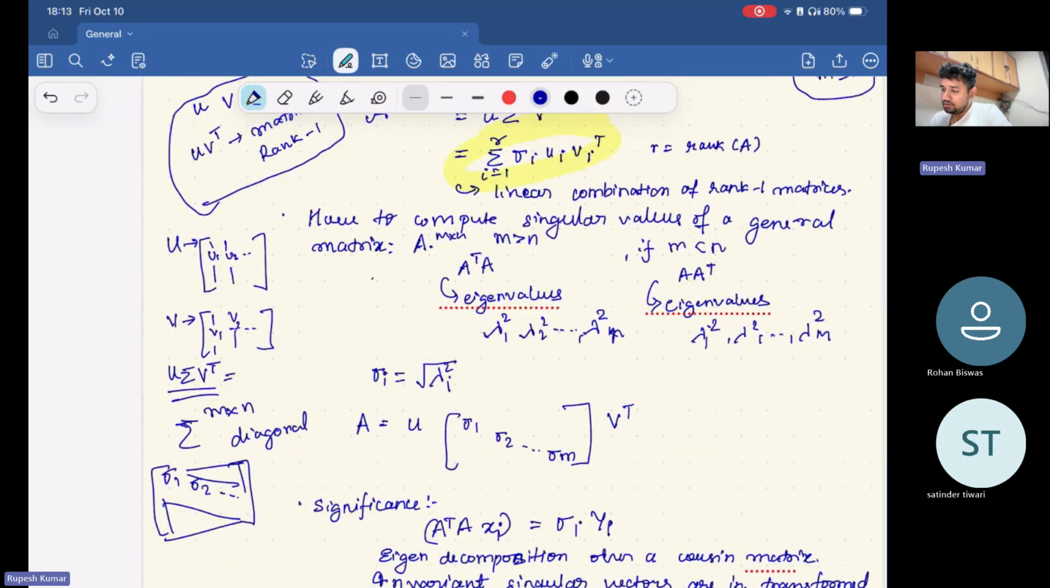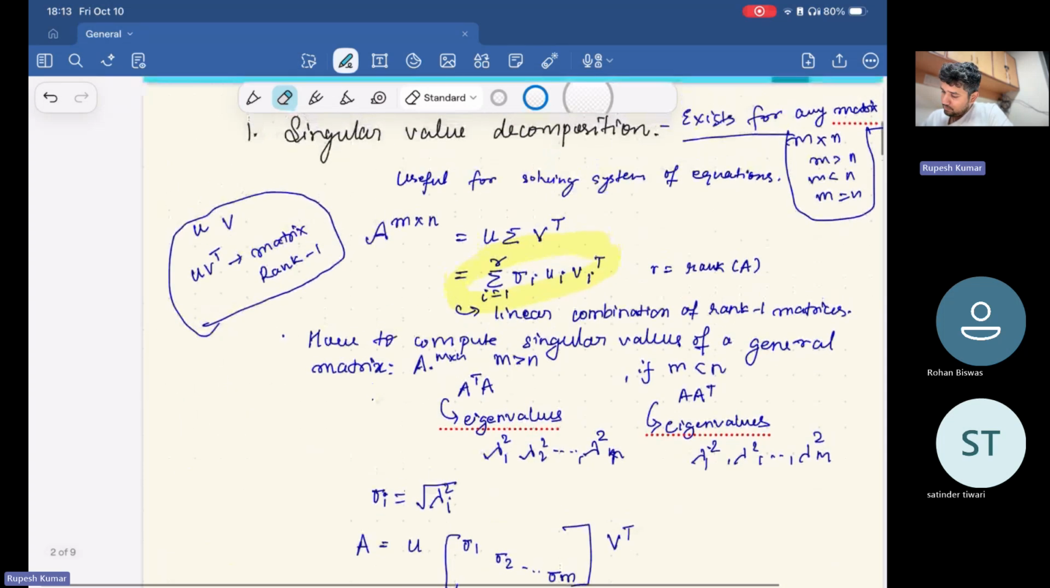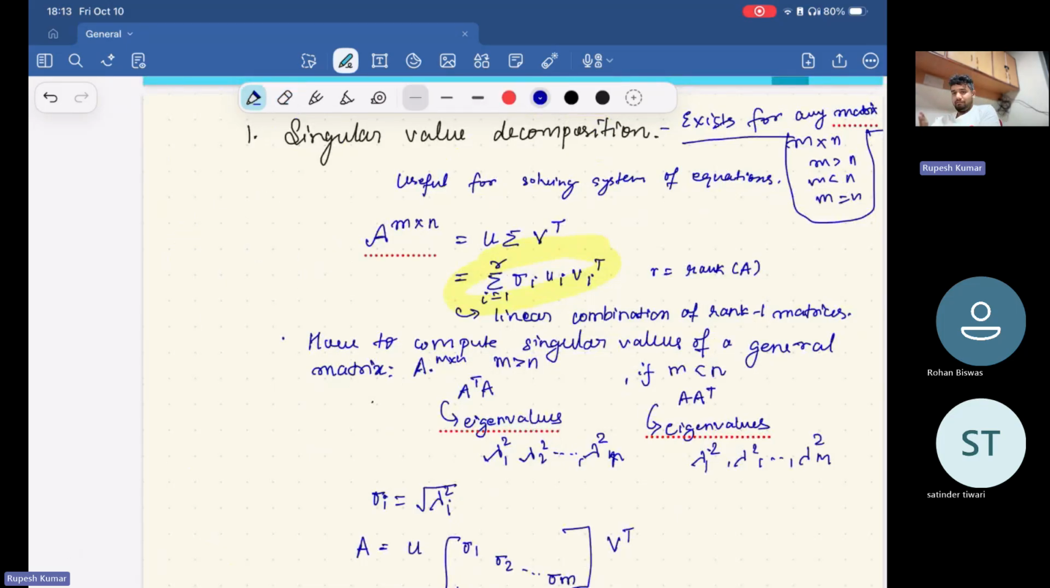Do you have any doubts in this? Anyone? So, sir. Right. So the question is, we have defined something, we don't know how it came about, but we have defined something right now. Yeah, Satinder, you have a doubt. What is the doubt?